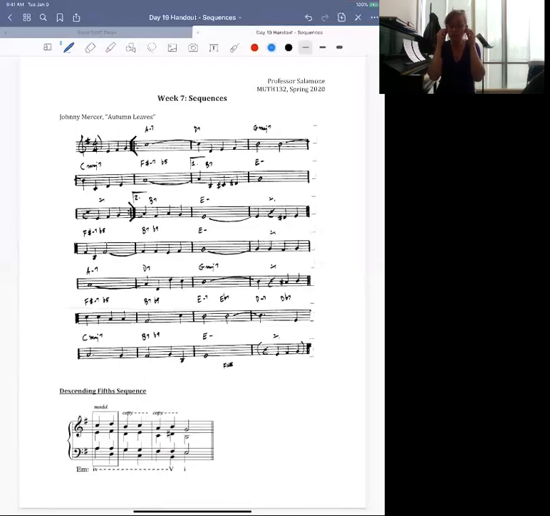So what I want you to do is try and follow along with the bass line and sing just on a neutral syllable as I play. This is in a different key than the recording. I'm sorry about that, but it's the same key as what you have in front of you on the lead sheet. So just try and follow along with the bass line.